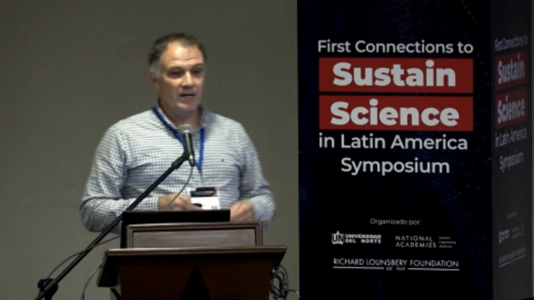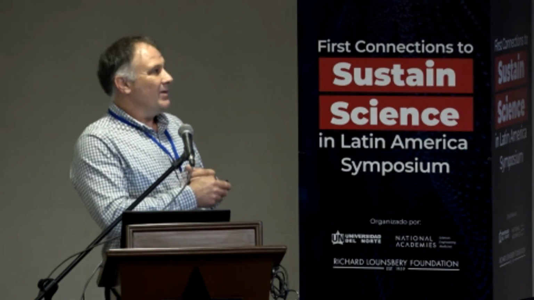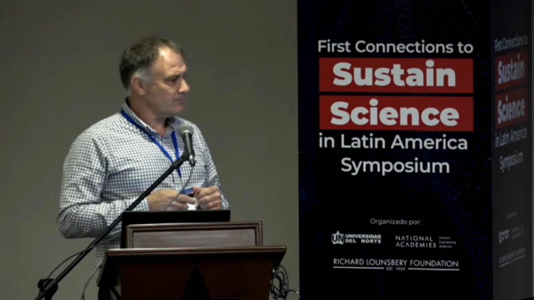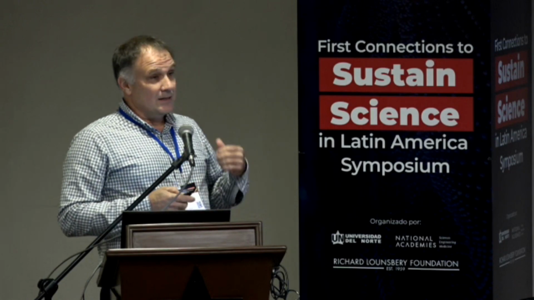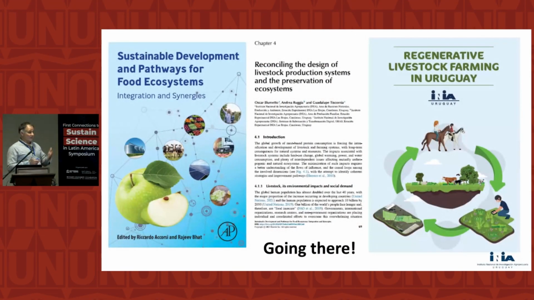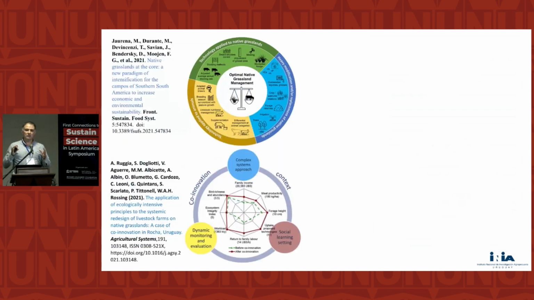And some time ago, the editors of this book invited us to write a chapter about how to reconcile the design of livestock production systems with the preservation of ecosystems. We did this, and now we are trying to do this in the countryside, with the producers, the farmers, and really change realities. And we developed this proposal, regenerative livestock production for Uruguay. There are many ways to focus on livestock production and many ways to focus on regenerative production. Well, we try to give a clear content to this.